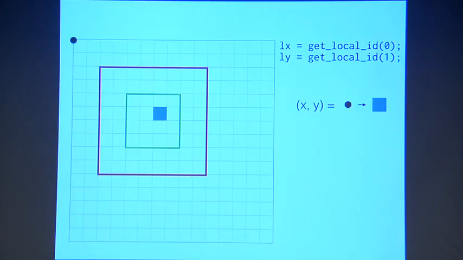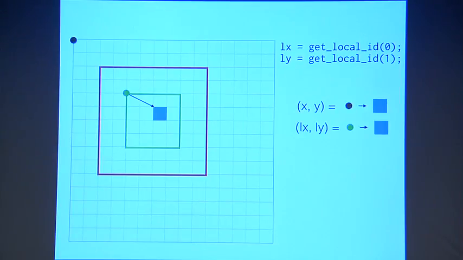Next step, let's get our local ID. Where's the local ID relative to? It's our workgroup. Anyone? All right. Where's our workgroup? The green? Top left of the green, right? So our local ID is where we are relative to the people in our same workgroup, so from the green square. Now we know where we are locally and where we are globally.